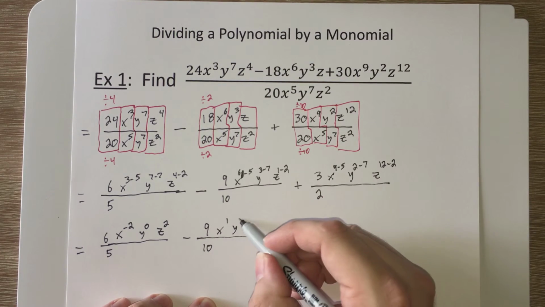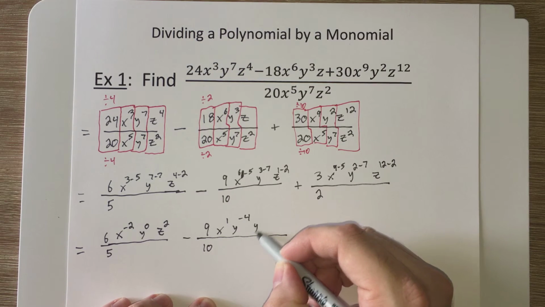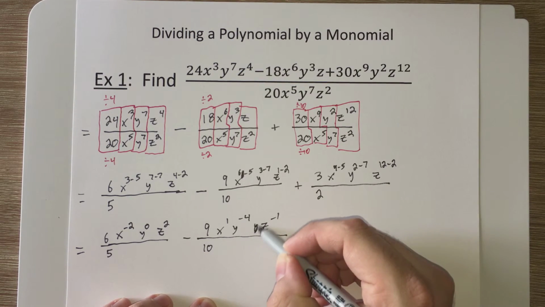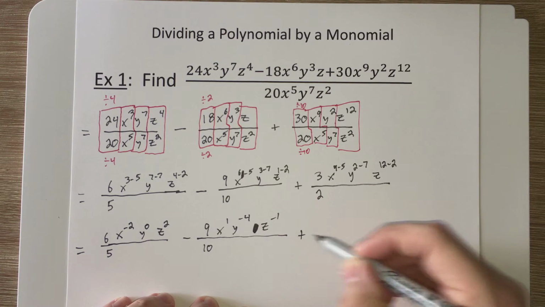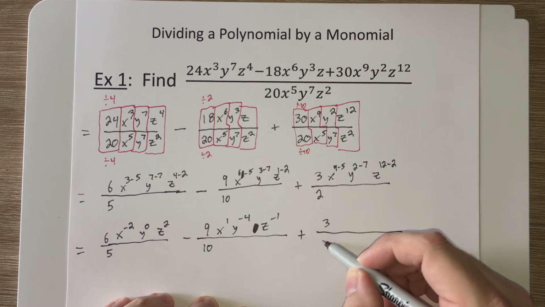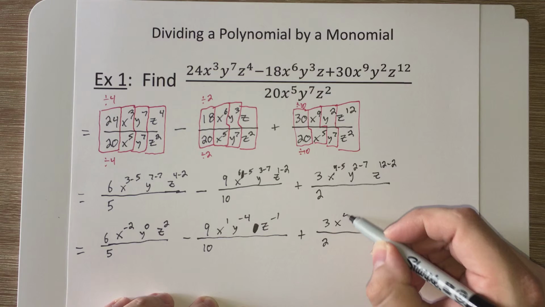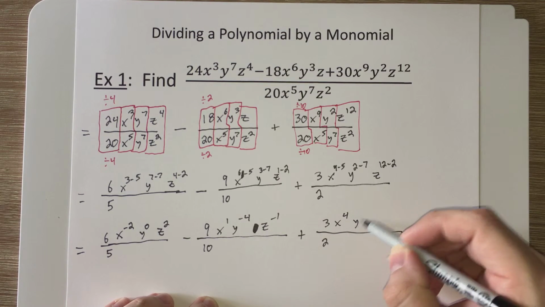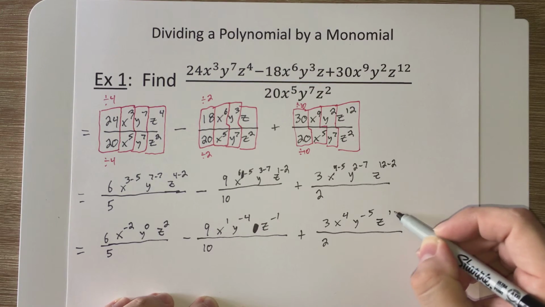3 minus 7 is negative 4. And then 1 minus 2 is negative 1. Okay, and then subtract the 9 and the 5, you get 4. 2 minus 7 is negative 5. And this is e to the 10.